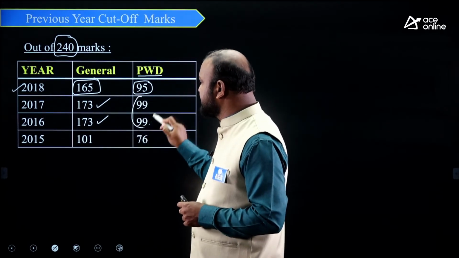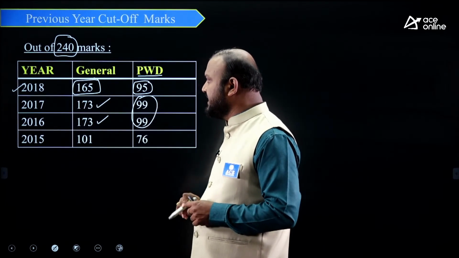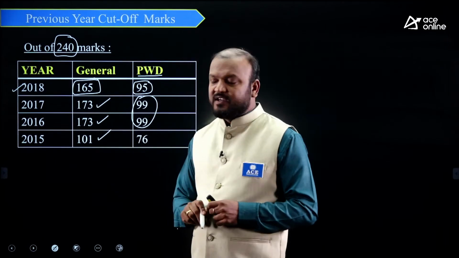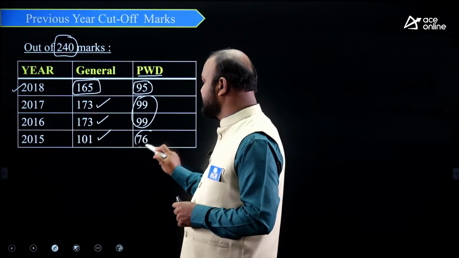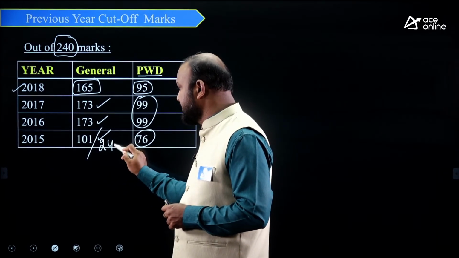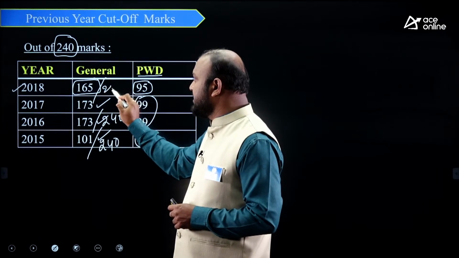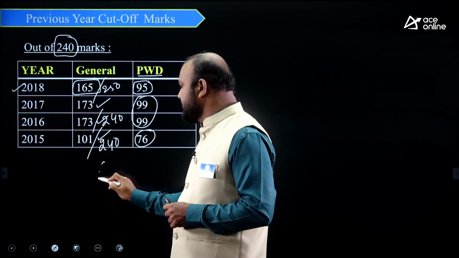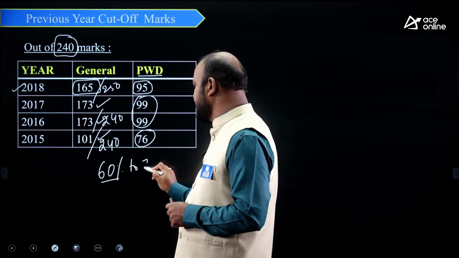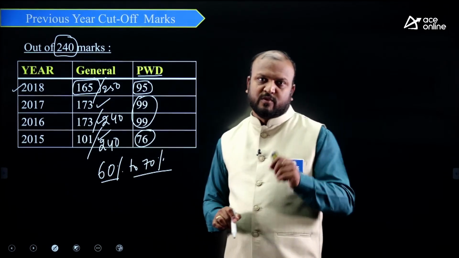In both those years, for the physically handicapped, we have 99 marks as the cutoff, and in 2015 there is 101 marks in the general category, and physically handicapped 76. See, 101 out of 240, 173 out of 240, 165 out of 240. It means if you are able to get 60%, or 60 to 70% of the marks, it is easy to crack the ISRO paper.